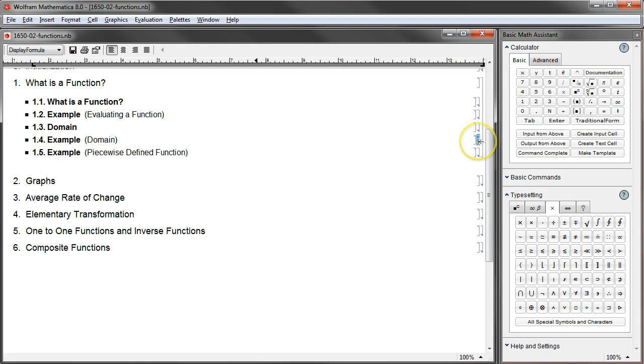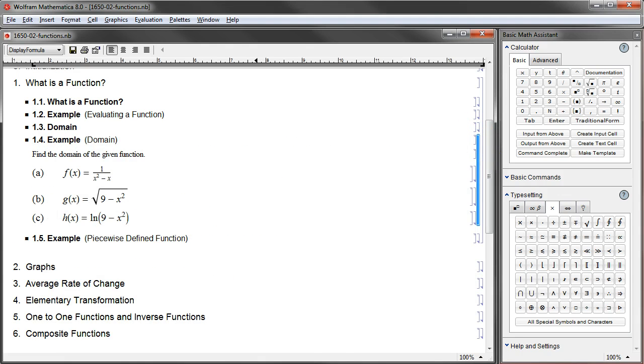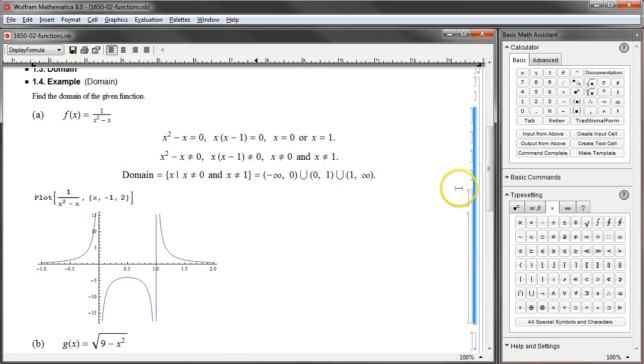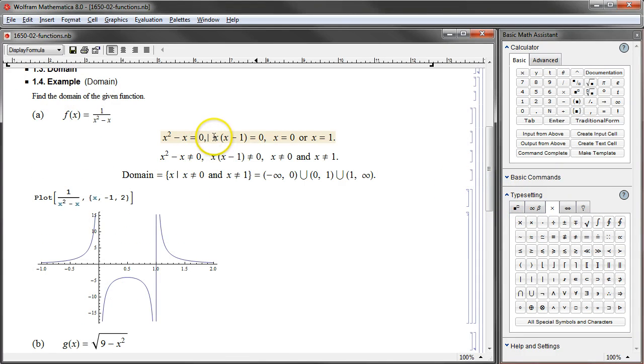Let's see. Do we have some nice domain problem? Okay, here are some. You have to set the denominator equal to 0 and then expunge those values. Here we go. X squared minus x is equal to 0, which means x is 0 or 1. So we have to expunge that. x is not equal to 0 and x is not equal to 1.